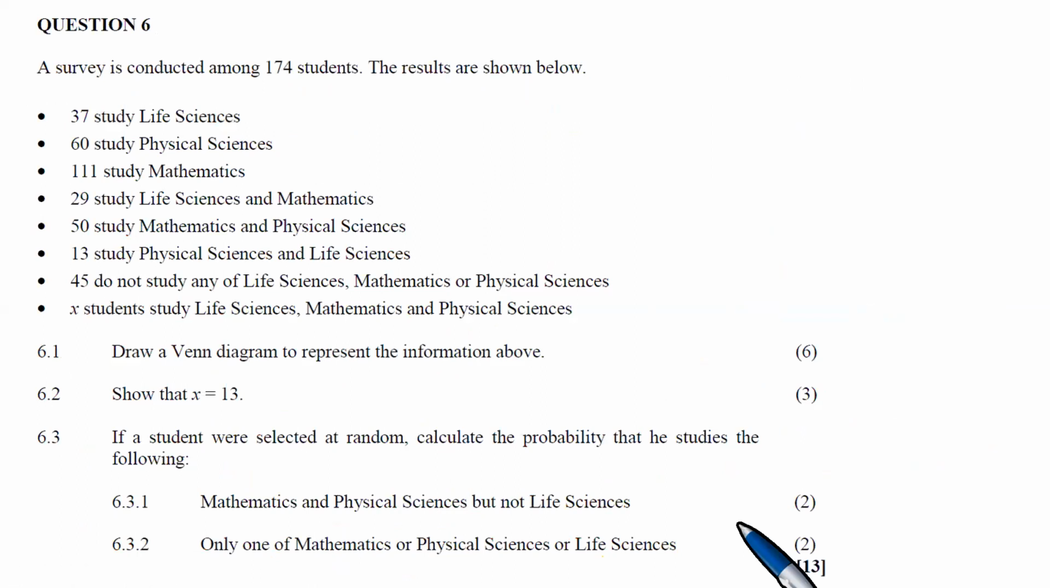As part of our study, they ask us to look at the Venn diagrams. A survey is conducted among 174 students. The results are shown below. 37 study life sciences, 6 study physical sciences, 111 study mathematics, 29 study life sciences and math, 50 study math and physical sciences, 13 study physical sciences and life sciences. They're asking us to draw a Venn diagram to represent the information.